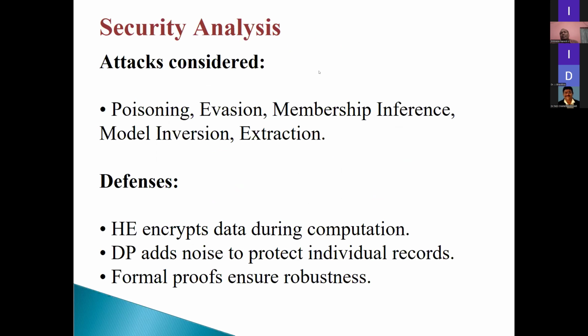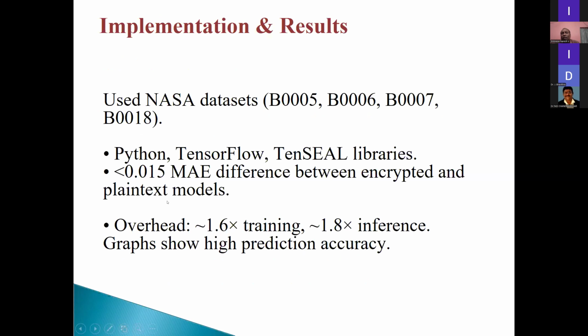There may be some attacks like poison attack, evasion attack, membership inference attack, and model inference attack. A poison attack is nothing but they will add some data records to poison the training data set, so that they will build a wrong model. To deal with all these things, we have to use homomorphic encryption. So these are the things we are going to deal with, and we'll use defense using homomorphic encryption.